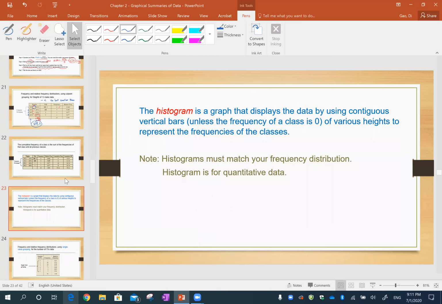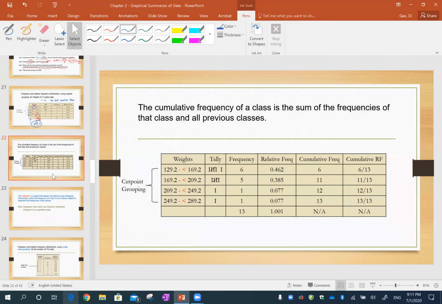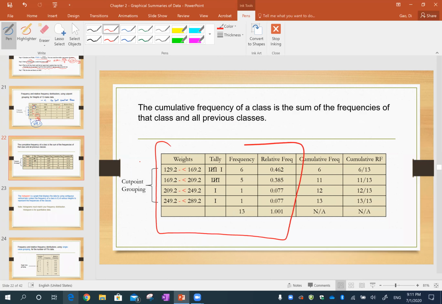And now let's talk about the cumulative frequency of a class. For this part, it is very clear. We all know how we got this already. So it's the frequency and relative frequency distribution. And now we're going to look at the cumulative and cumulative relative frequency. RF stands for relative frequency. So cumulative is just, up to this class, what is the count.